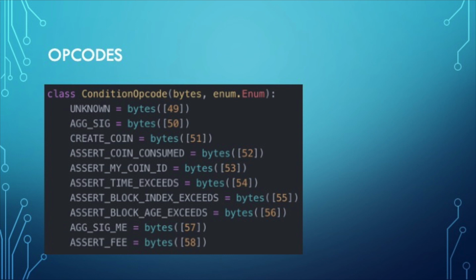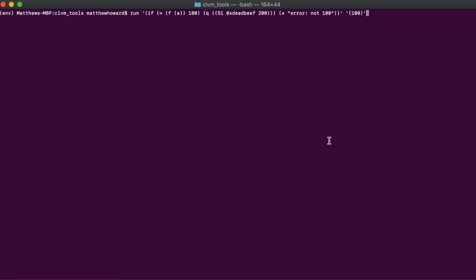So to fix our example from before, we should make it look like this. I've changed the success condition to say if it succeeds, create a new coin, 51 is for create coin, with the puzzle hash dead beef and amount 200. So the coin that we spend will create a new coin, and we don't need to specify a parent because the parent is the coin we just spent.